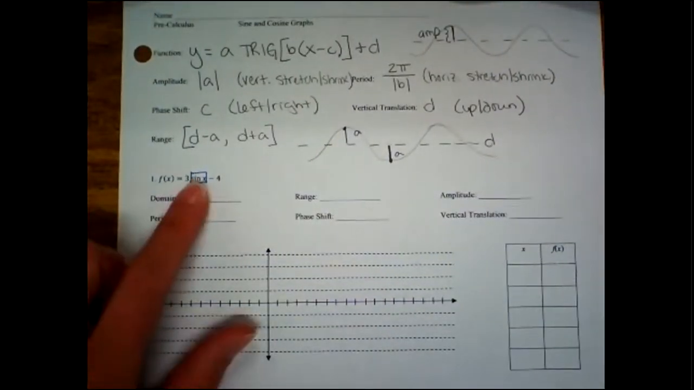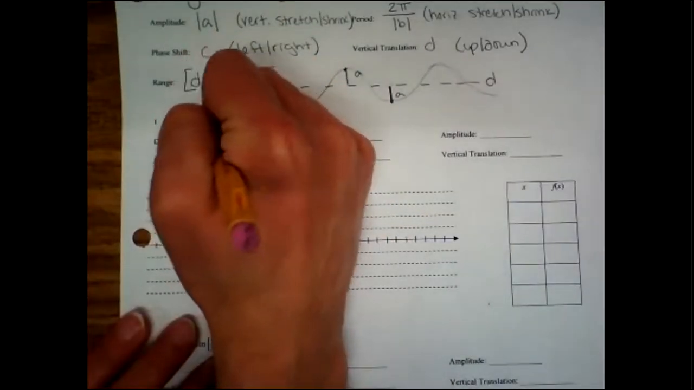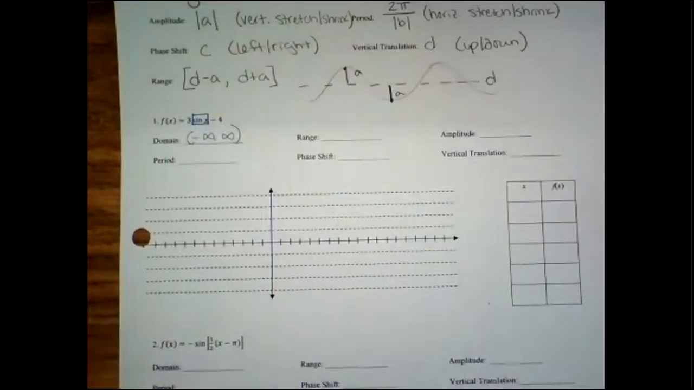All right, what is the domain going to be for sine? All right, look, you already got a point. It's a wave. It goes forever in both directions. It's going to be all reals.